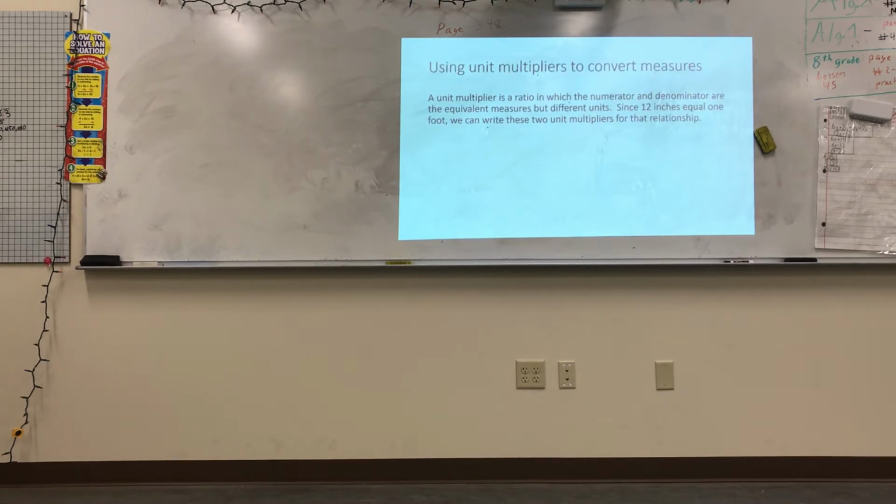Using a unit multiplier to convert measures. A unit multiplier is a ratio in which the numerator and denominator are equivalent measures but different units. Since 12 inches equal 1 foot, we can write these two unit multipliers for that relationship.